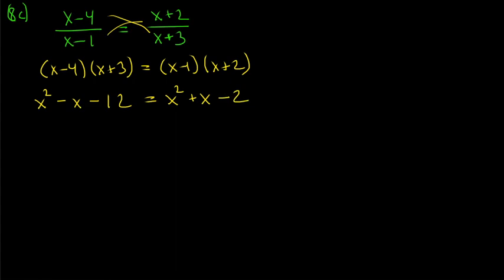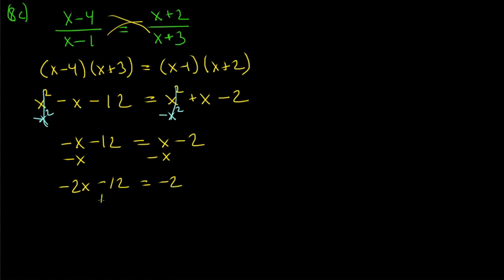All right, so bring everything over to the left. In fact, you can subtract the x squares from both sides, and they both cancel. So this is really just a linear equation again at this point. Negative x minus 12 equals x minus 2. Subtract the x's from both sides, you get negative 2x minus 12 equals negative 2. Add the 12 to both sides, you get negative 2x equals 10. Now divide by negative 2, and you get negative 5. So x equals negative 5, or does it?